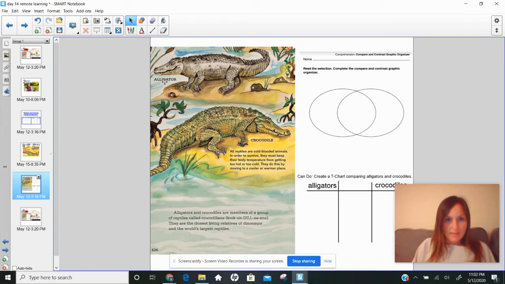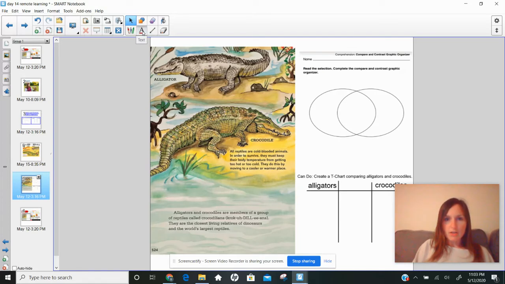It says that this is the alligator picture, and then this is the crocodile picture. It says all reptiles are cold-blooded animals. In order to survive, they must keep their body temperature from getting too hot or too cold. They do this by moving to a cooler or warmer place. So that's how they keep warm. So they must be reptiles. It says alligators and crocodiles are members of a group of reptiles called crocodilians. And remember, if it's in parentheses like that, that means it's telling you how to say that word. So it's crocodilians. They are the closest living relatives of dinosaurs and the world's largest reptiles.